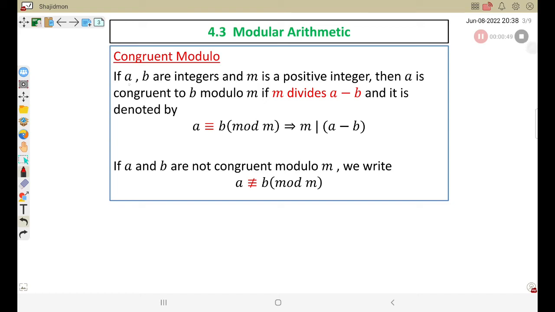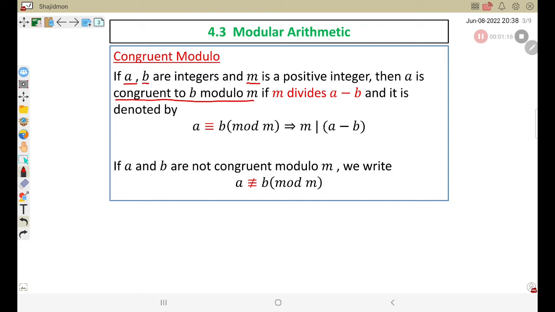You can see, if a and b are integers, we are taking two integer numbers a and b, and m is a positive integer, then a is congruent to b modulo m if m divides a minus b. It is denoted by using this symbol, a congruent to b mod m.